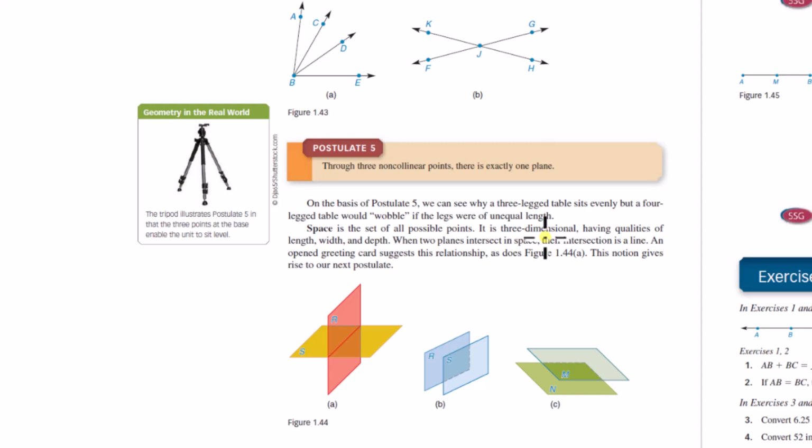So there's 3 in space. You can make 3 distinct measuring orientations: up, down, left, right, front, back. So three-dimensional, having qualities of length, width, and depth. When two planes intersect in space, their intersection is a line.